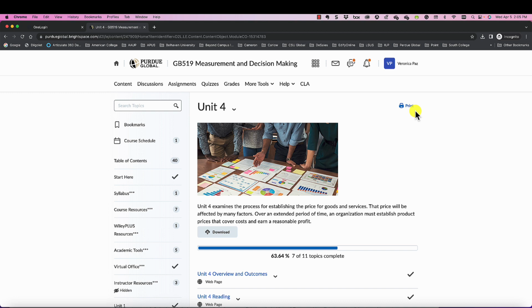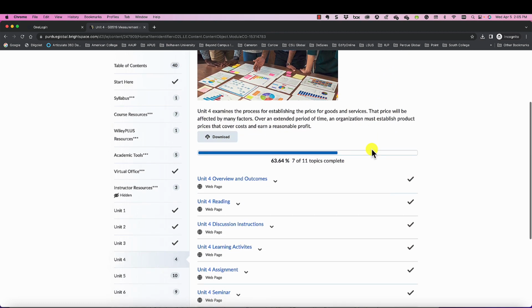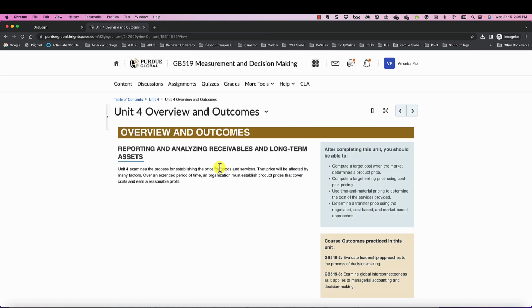Hello and welcome to GB 519 Measurement and Decision Making, our Unit 4, where we are going to look at the process for establishing the price of goods and services, right? Because we know that selling price affects many different factors. And over an extended period of time, any organization or business has to establish product or service prices that cover costs, both fixed and variable, and also can earn the organization a reasonable profit. So in the previous video, you should have seen our overview and outcomes. And then as we go through Unit 4, we will go over all of the aspects that you'll have to cover in this unit.